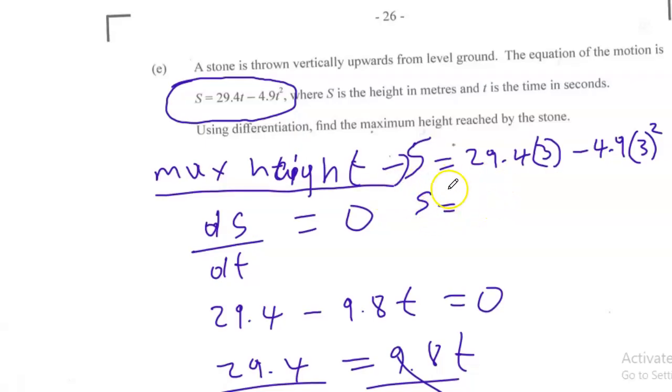Let's work this out. We end up with 29.4 times 3. So I'm using a calculator and do everything. So 29.4 times 3 minus 4.9 times 3 squared. 3 squared is 9. So 4.9 times 9, that's 44.1. And it's meters, right? 44.1 meters.